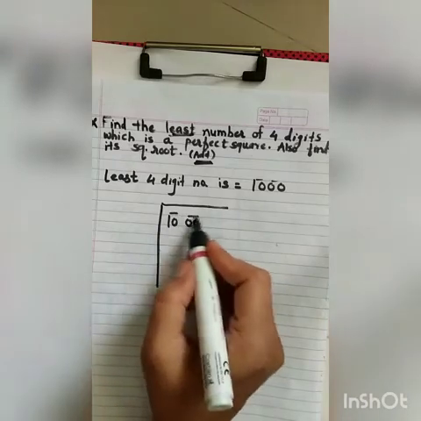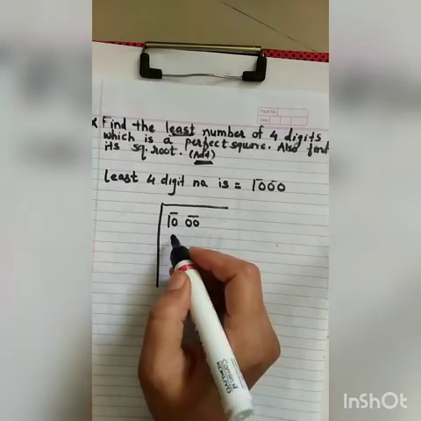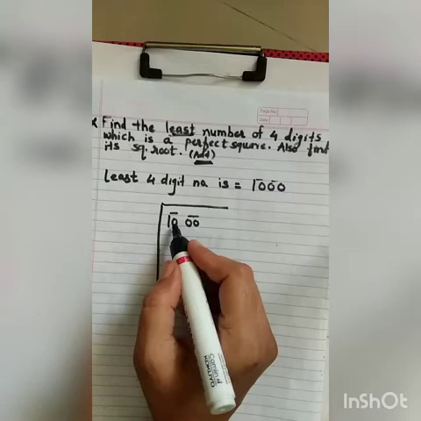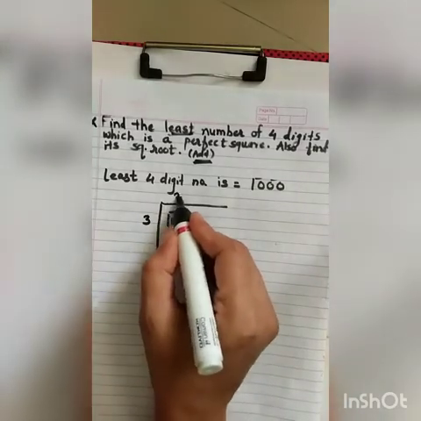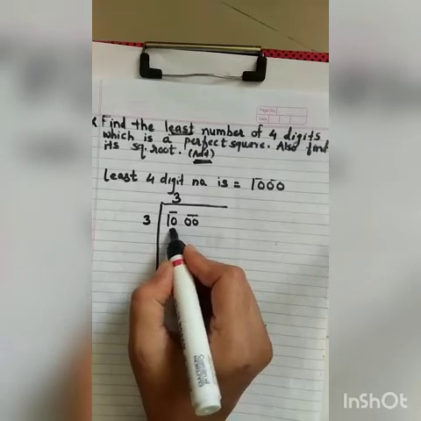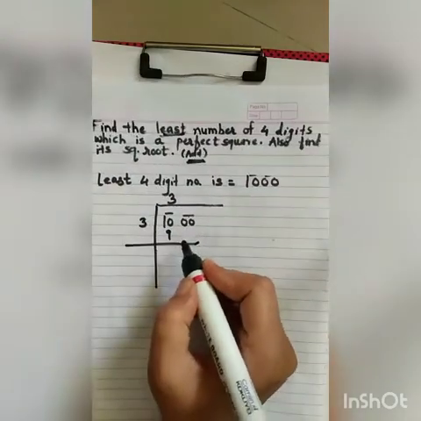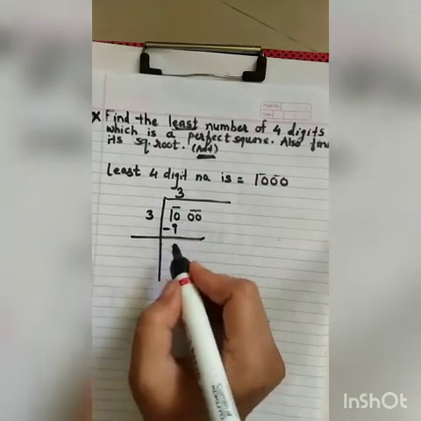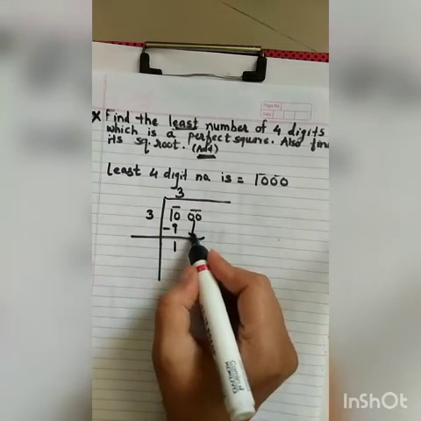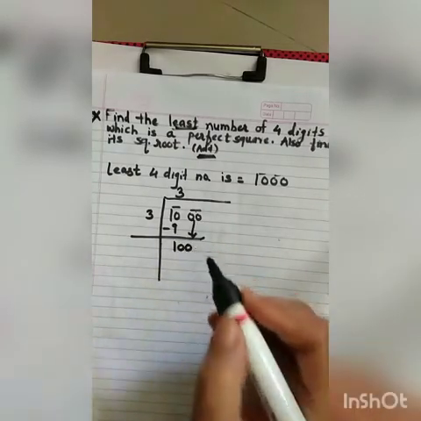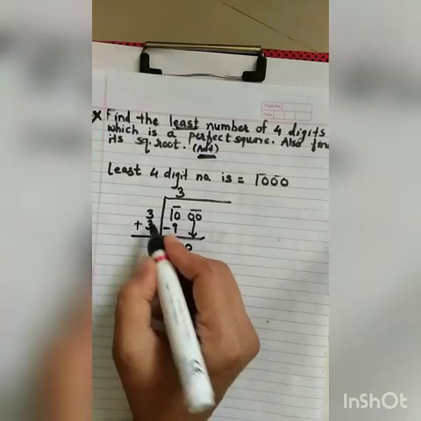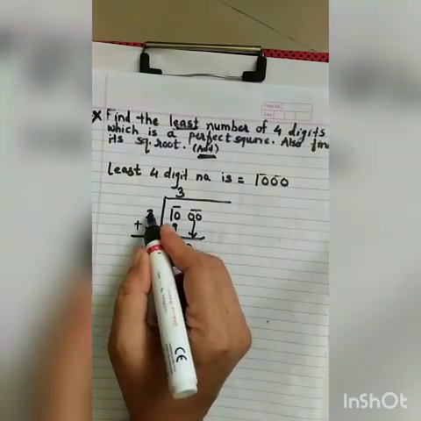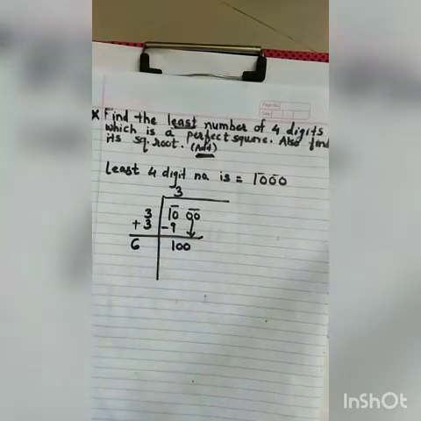Now after making the pair of the number, first is 10. So we will take a square number nearer to 10, and we know that the square of 3 is equal to 9. 10 minus 9 is equal to 1. I will take this period down, so it becomes 100. The unit place is 3, so we will add 3 to it again. 3 plus 3 is equal to 6.